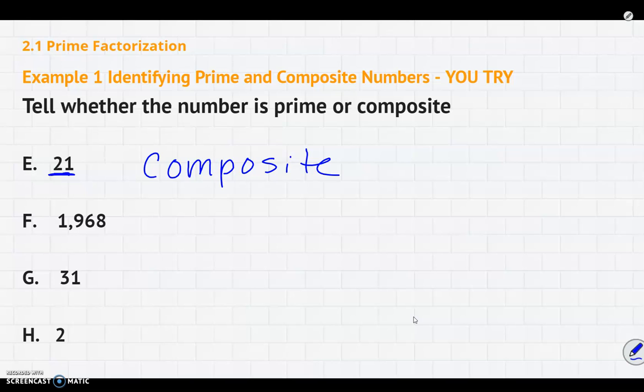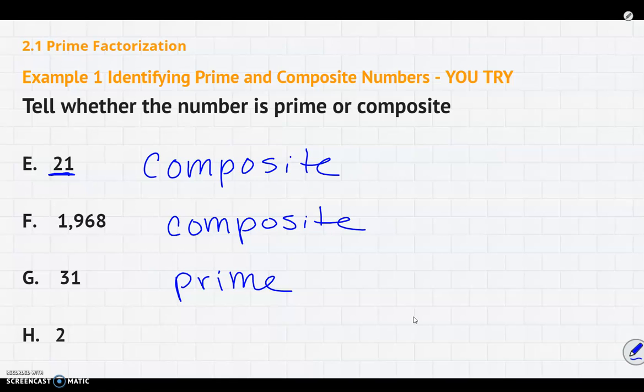1,968 is an even number, so right away I know it's divisible by 2, and therefore it is a composite number. 31 is odd, okay, so I need to decide, can I think of any factors of 31 other than 1 times 31? And when I go through my multiplication facts, I can't think of any two numbers that multiply to be 31, and therefore it is prime. And if I had extra time, I would go through and check all my divisibility rules. I would see that 31 cannot be divided by any of those numbers in your divisibility rules chart.